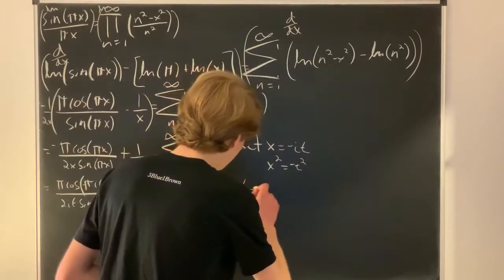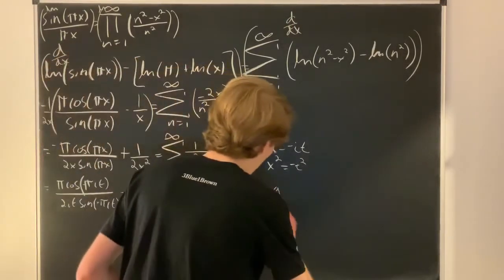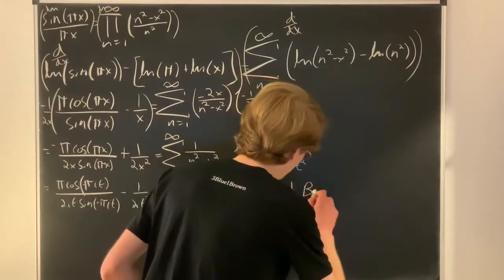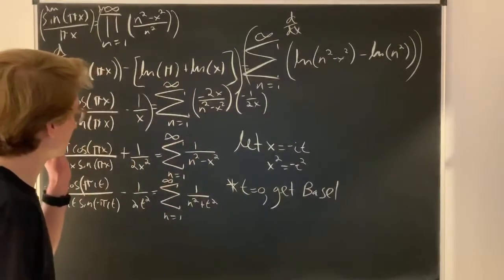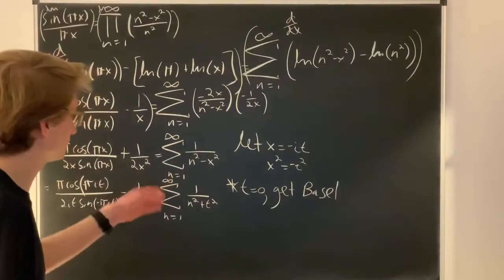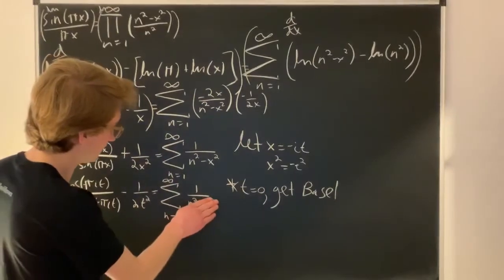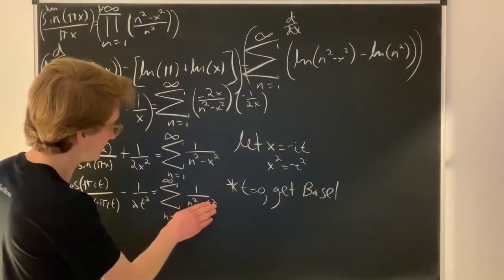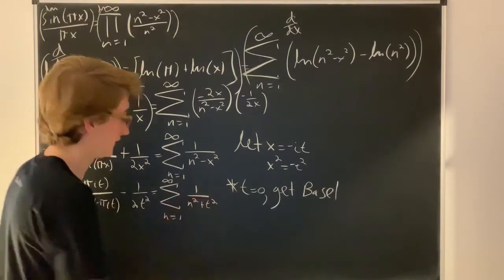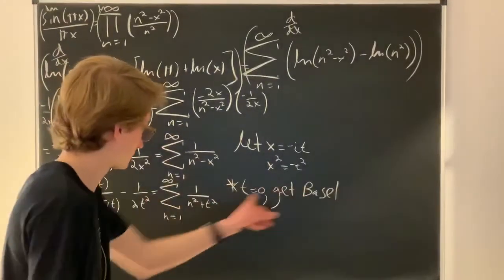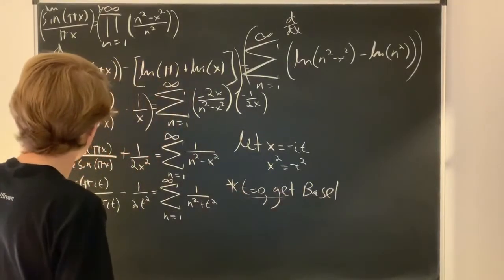When t equals 0, we get the Basel problem. We get the Basel problem because if you recall, the Basel problem is the infinite sum from n equals 1 to infinity of 1 over n squared, right? So if this t is 0, we're left with 1 over n squared. So it's a very, very key thing. Keep this in mind. Okay.